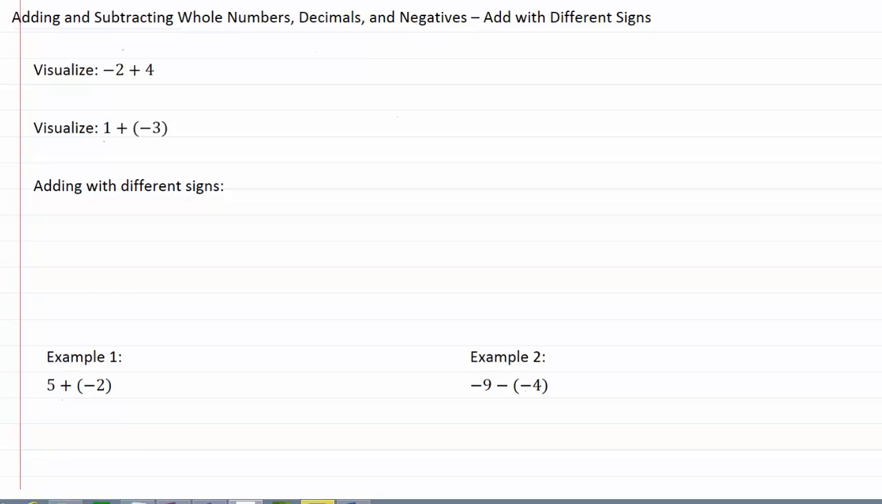Adding and subtracting whole numbers, decimals and negatives. Add with different signs.